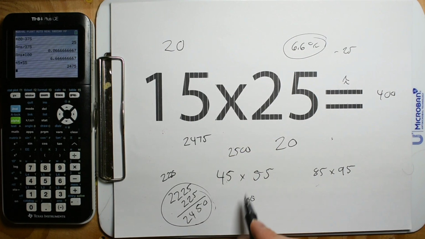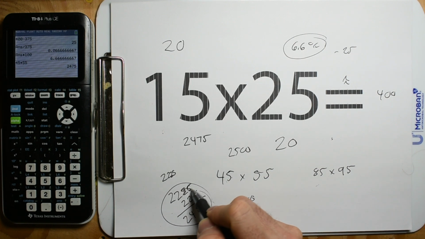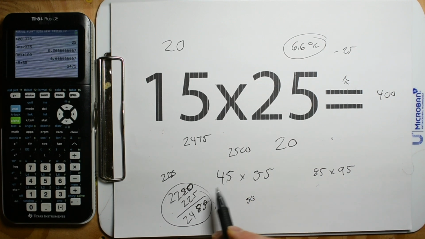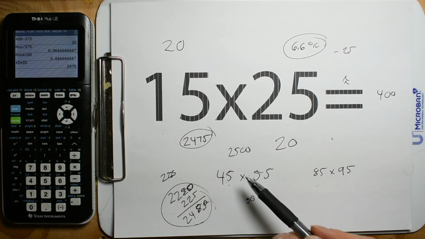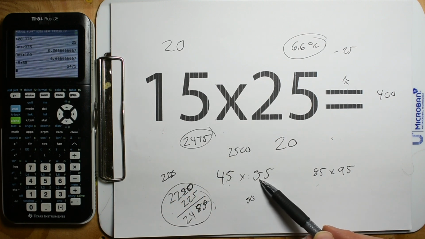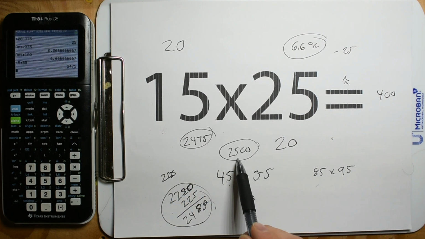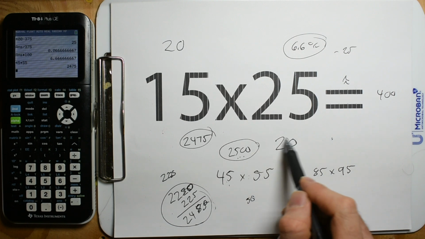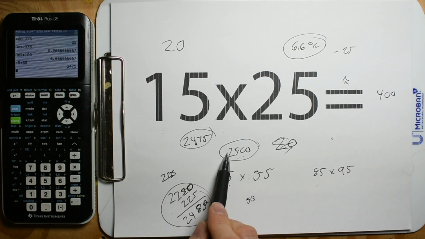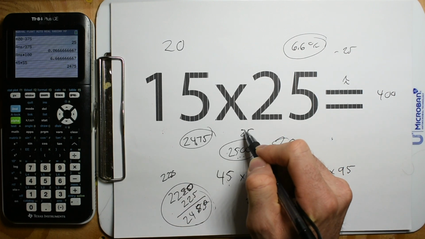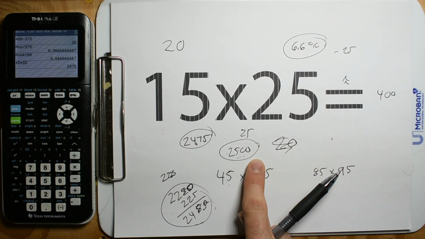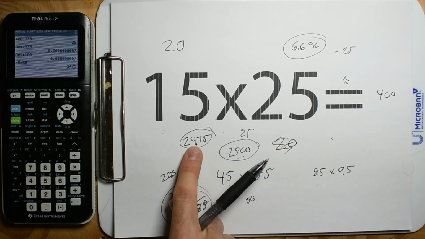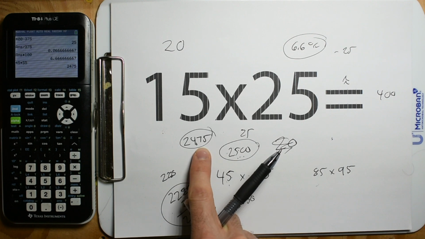Yes, because half of 4,500 was 2,250. So this is 75. I see my error. Okay, so this is the actual answer. And then what we guessed was 2,500. Oh, check it out. So we're actually only off by 25 again. And we're only off by 25, and our numbers are way bigger.